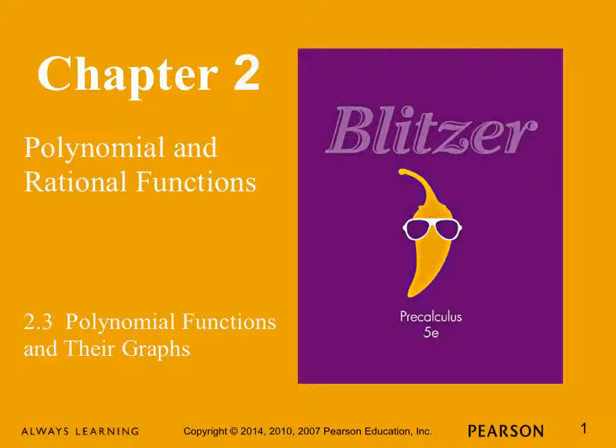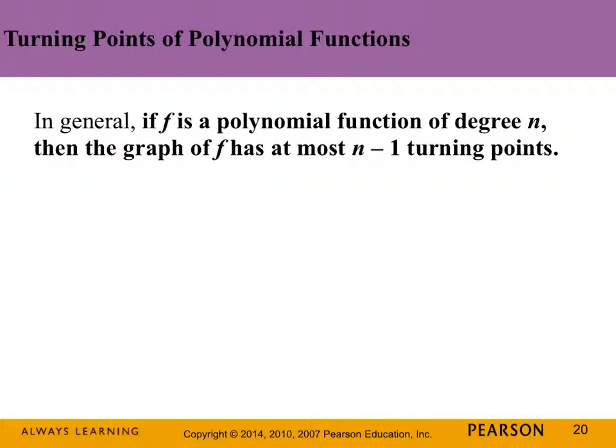And now we're heading toward example 5. Okay, to figure out how many turns a polynomial function makes, or how many turning points there are in the function, you just determine what the degree is, and then you subtract 1.